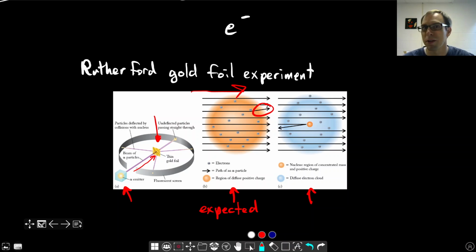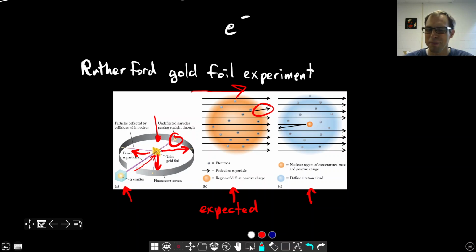But that was not what Ernest Rutherford saw when he did his experiment. When these alpha particles were shot through the gold foil, most of them went straight through. So that's this here. That's their biggest signal. But every once in a while, they get a big deflection, something like this, and even it would go backwards. These alpha particles would sometimes go backwards, which was just completely confounding him.